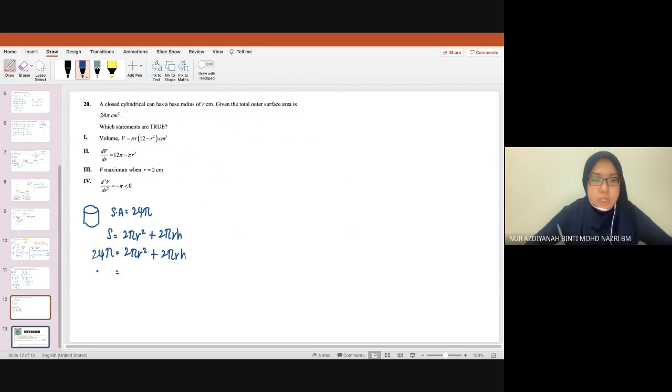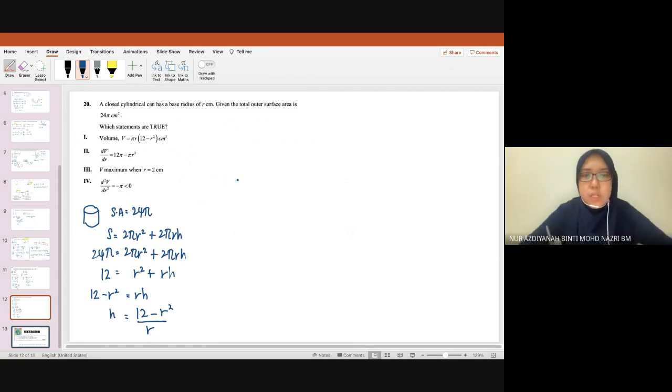24 pi. So, kita bahagi semua dengan 2 pi. So kita akan dapat 12. Here tinggal 2r square plus, sorry not 2 lah. Tinggal 1 je lah kan. Dah bahagi dengan 2. So tinggal r square plus rh. Okay. So kalau kita nak h sebagai subjek, we're going to have 12 minus r square equals to rh. So h is equals to 12 minus r square over r. Okay, so ni statement yang pertama.